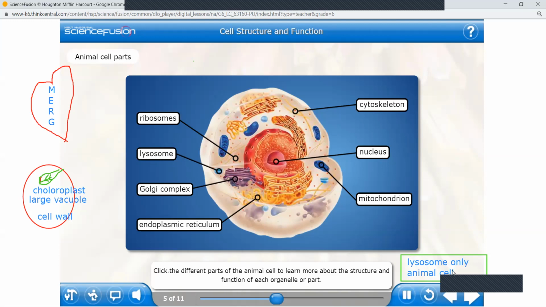Click the different parts of the animal cell to learn more about the structure and function of each organelle or part.